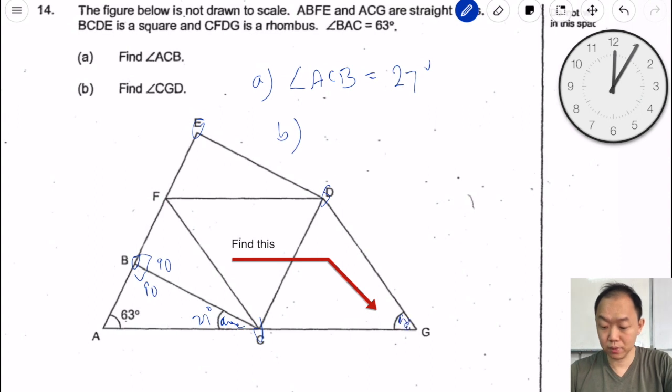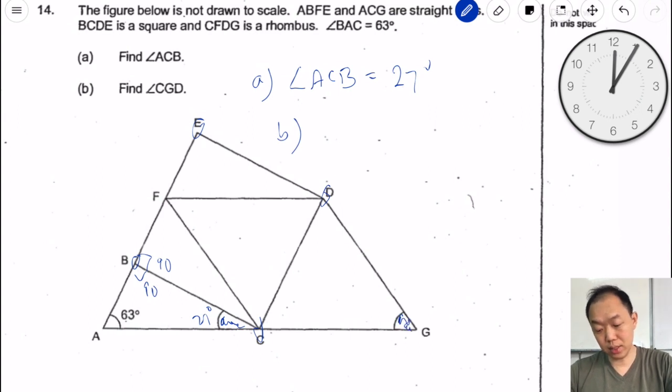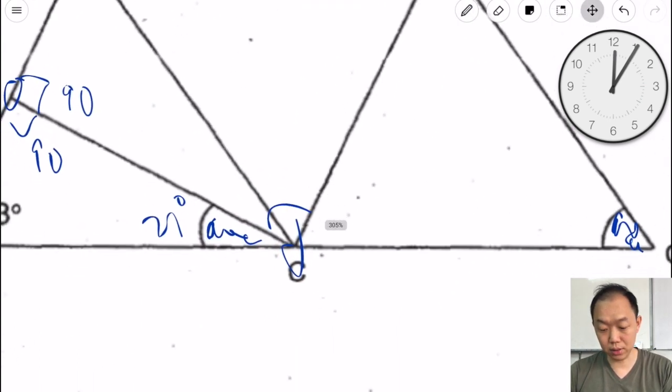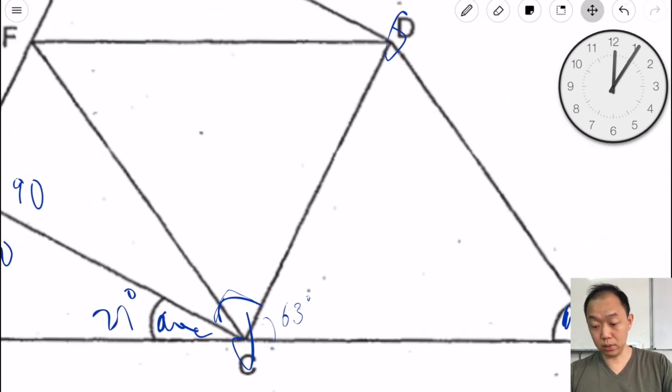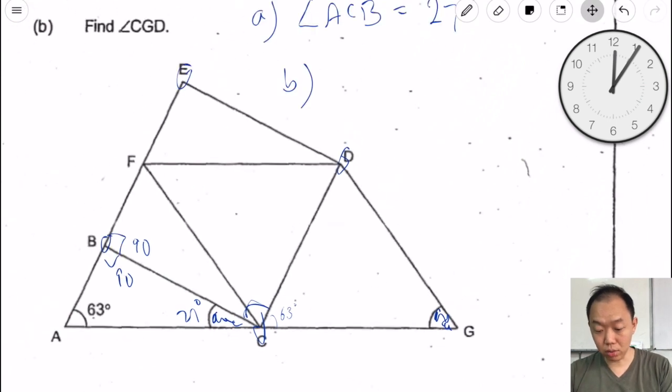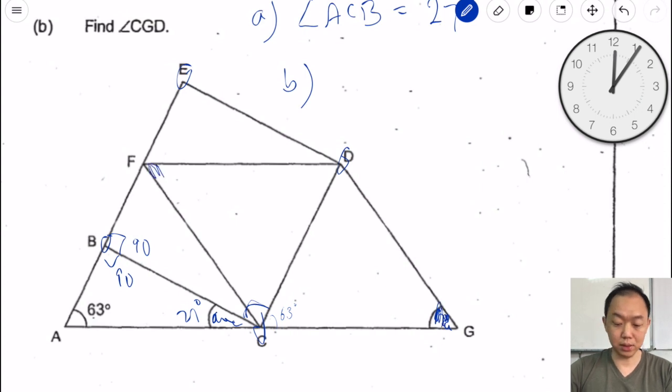Right here, this is 27, this is 90. Let's zoom in here. Right angle 90, so I can find this angle. This is 90 minus 27, 63 degrees as well. That's 63, angles on a straight line. So what else can I find? I have a rhombus, so basically this angle is the same as this angle.